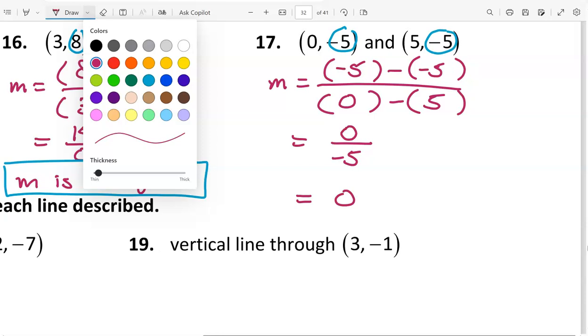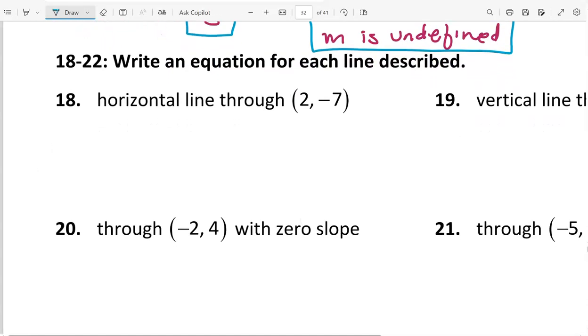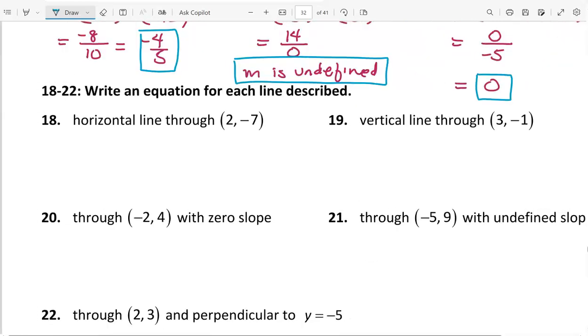Be sure to simplify your final answer. We don't ever leave a fraction with a 0 numerator. We simplify that and do the division. 0 divided by -5 is equal to 0. All right, moving on to 18 through 22, we're writing an equation for each line described.